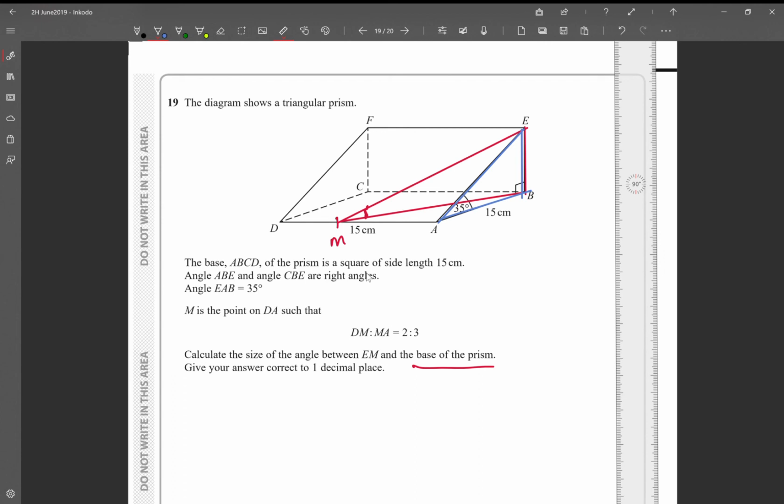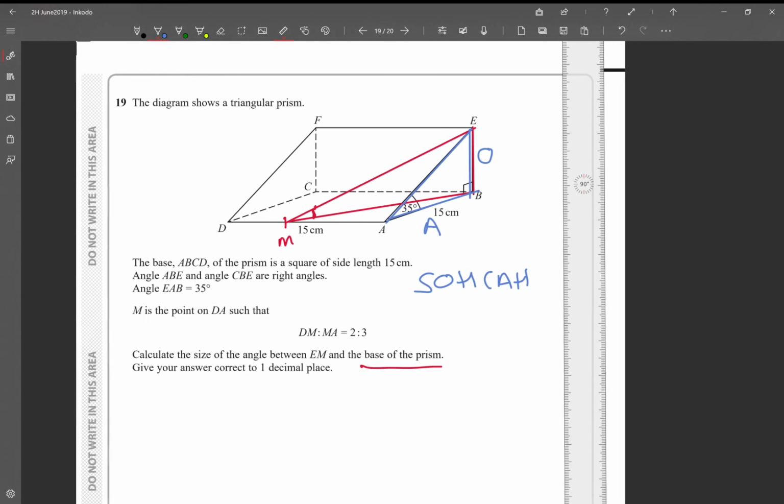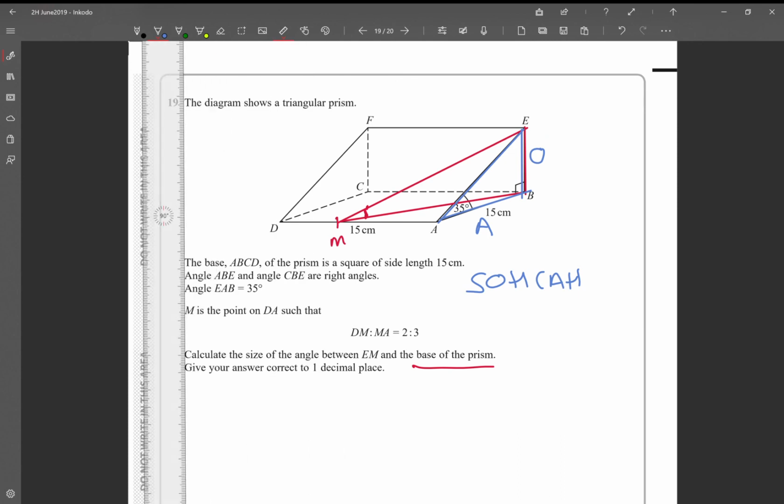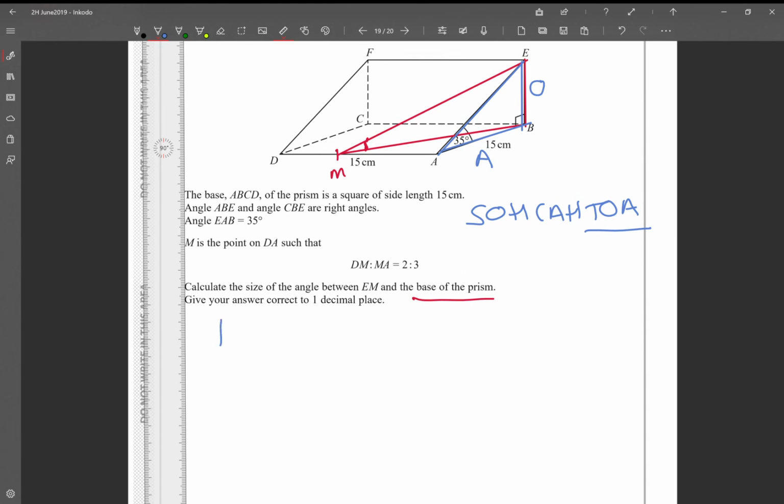So for this angle 35, we need the opposite side and we have the adjacent. So the ratio we want, if we think of SOHCAHTOA, that's something you have to know if you're going to touch on any right angle triangles. Okay, O and A, it would be the TOA, which is the tan ratio. Okay, so tan.